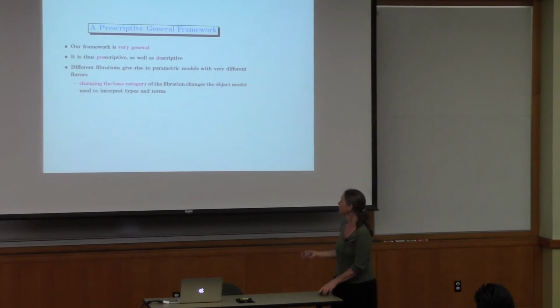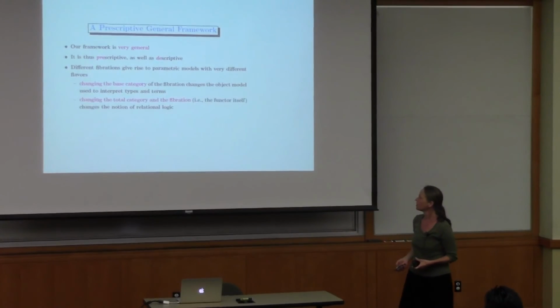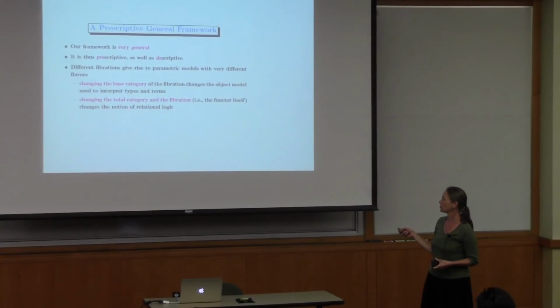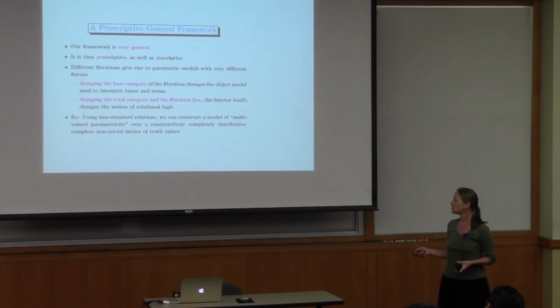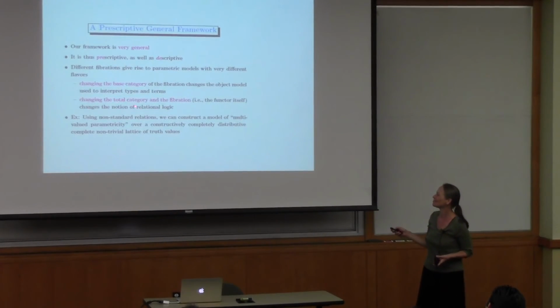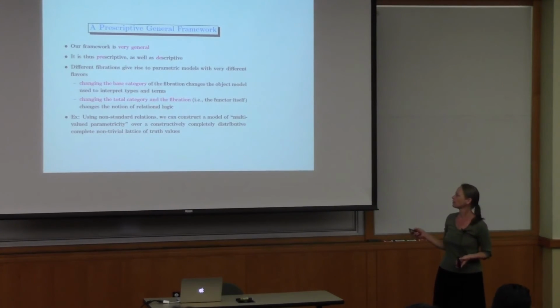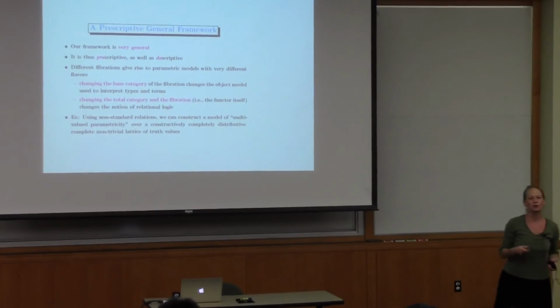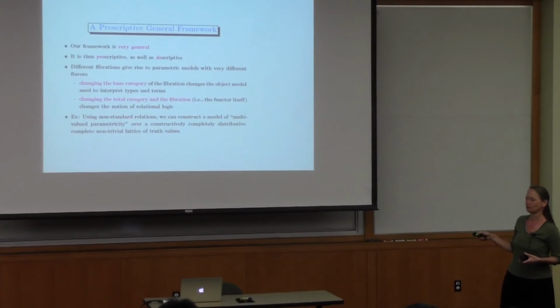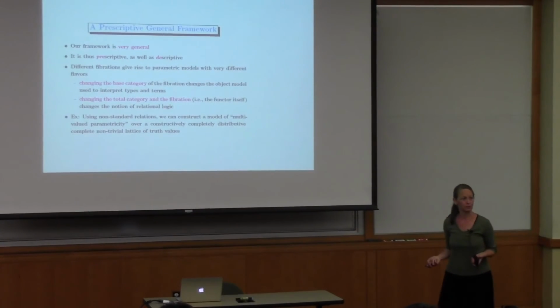Okay, so changing the base category changes the object model. Changing the total category and the fibration changes the notion of relational logic you're going to use. And if you use non-standard relations, so if you are clever in how you choose your total category, your notion of relation, then, for example, you could make a model of multi-valued parametricity over some crazy structure. Okay, so you can make new models, a model that wasn't known before, just by looking for instances of the framework.